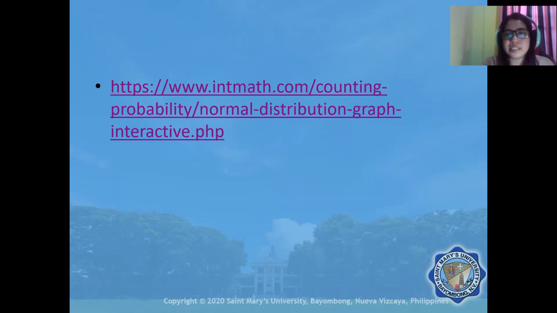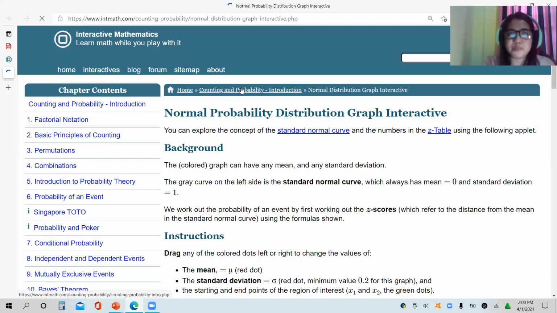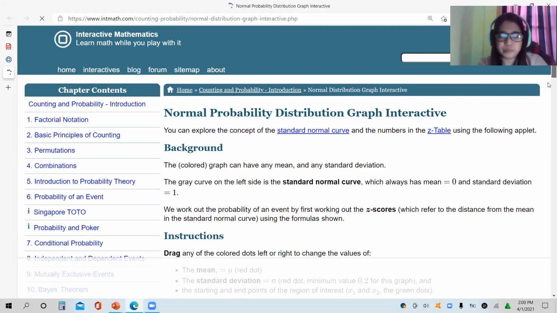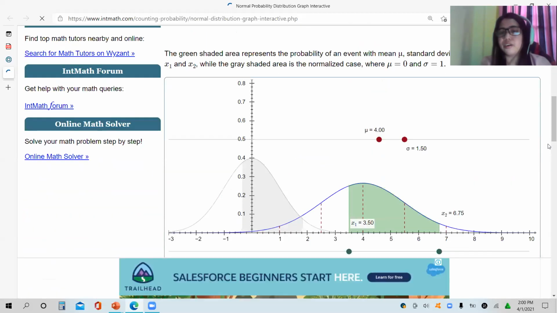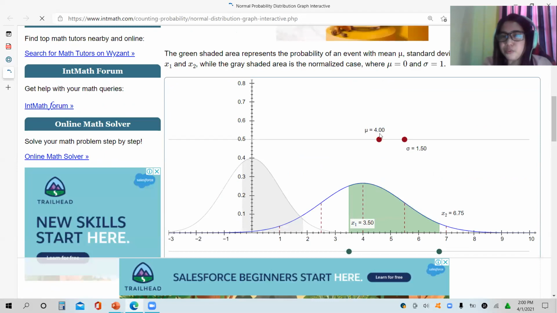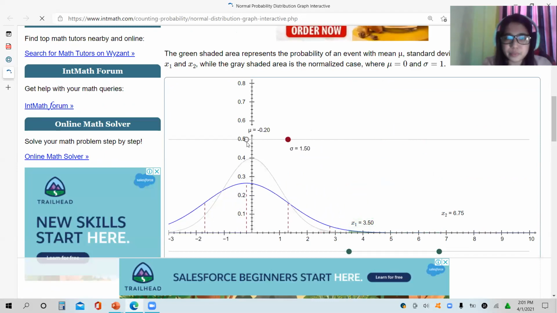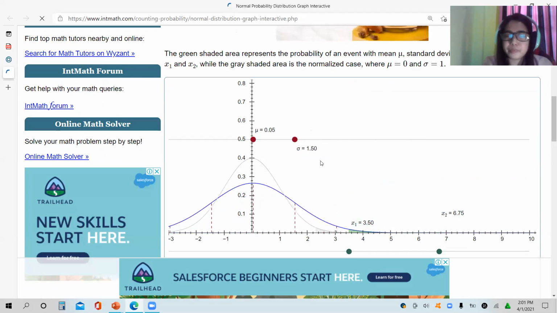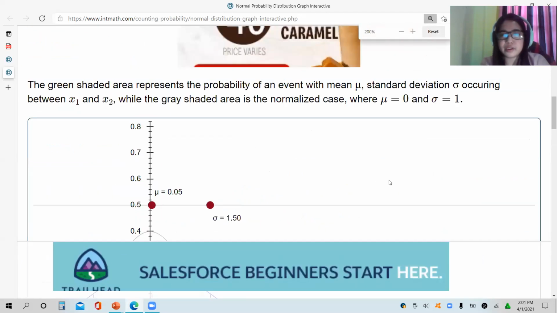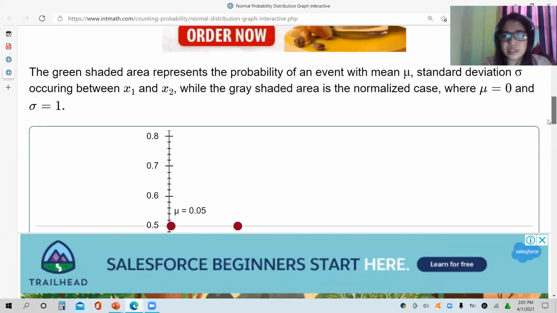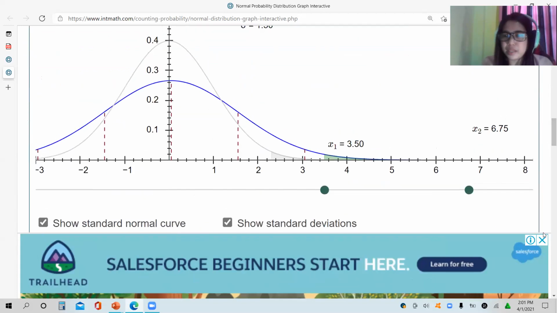Okay, so let us look at that. Let us explore. Let us move this to the center so that it will represent the value of our mean.